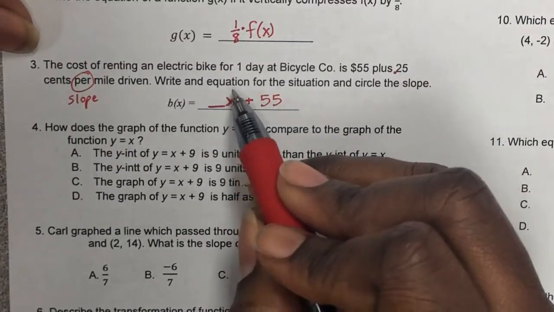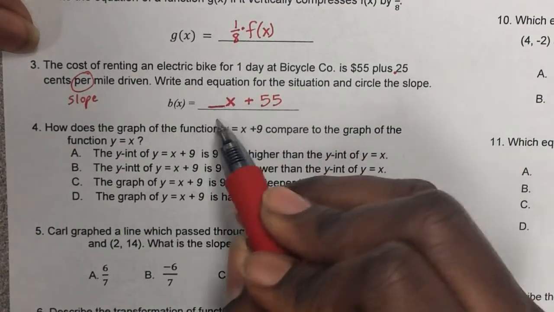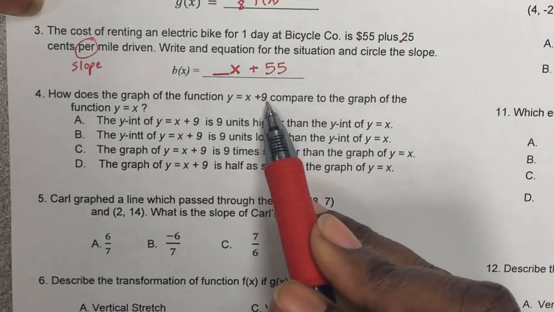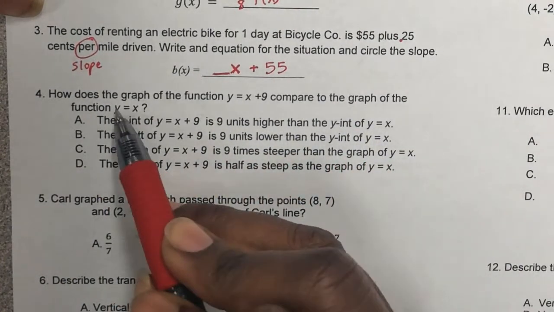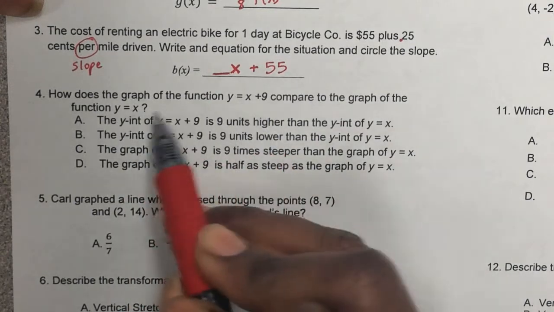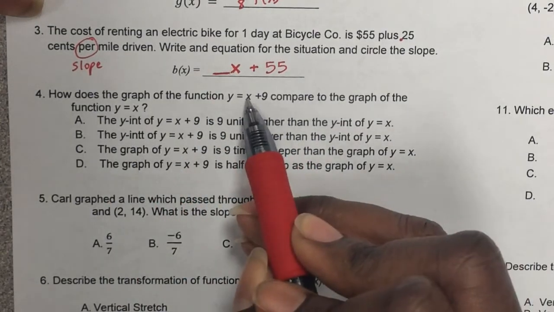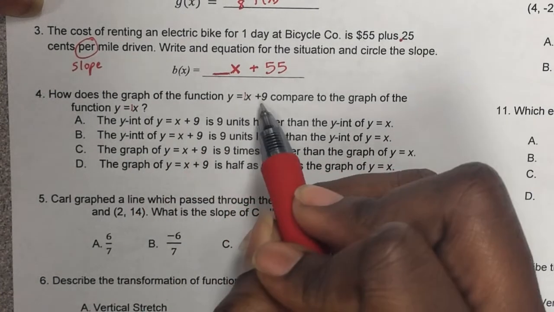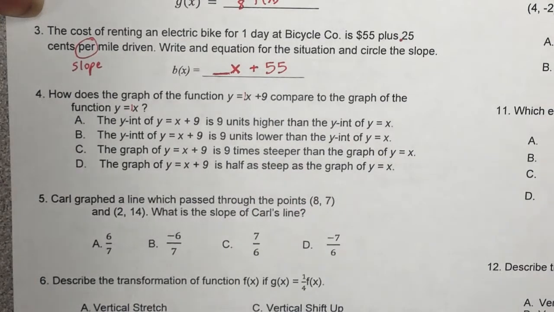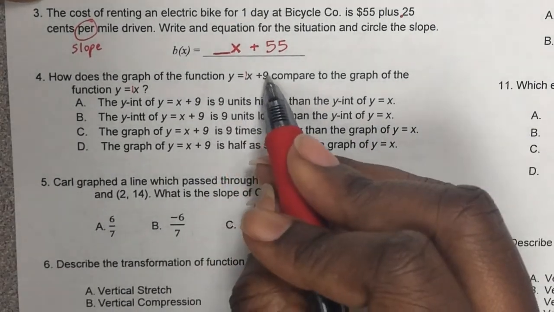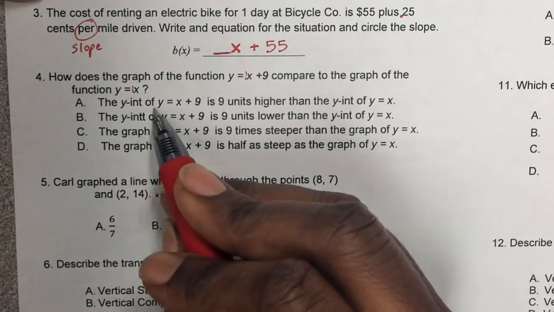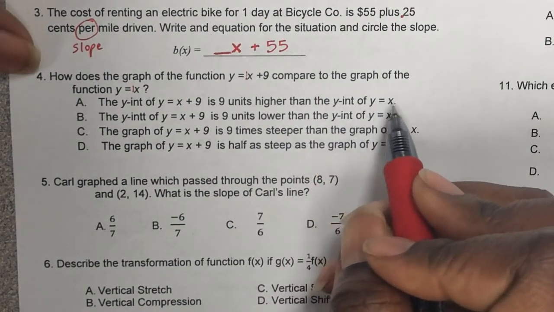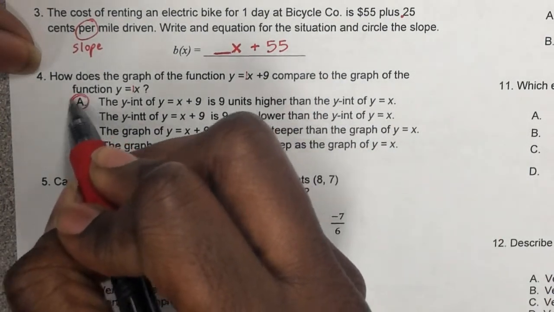You need to circle the one that has the x with it, because your slope always has the x with it. How does the graph of the function y equals x plus 9 compare to the graph of the function y equals x? Did the slope change? Remember, the slope is in front. Invisible 1 slope. The slope did not change. This is the y-intercept that changed. So if the y-intercept got changed by a plus 9, the y-intercept of y equals x plus 9 is 9 units higher than the y-intercept of y equals x. That looks like the answer.